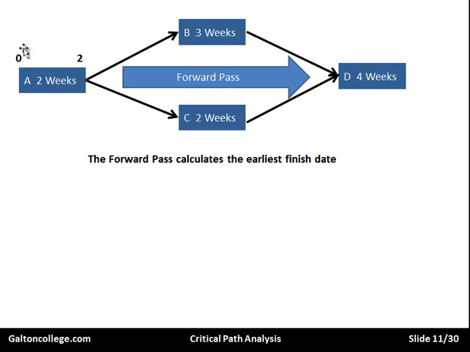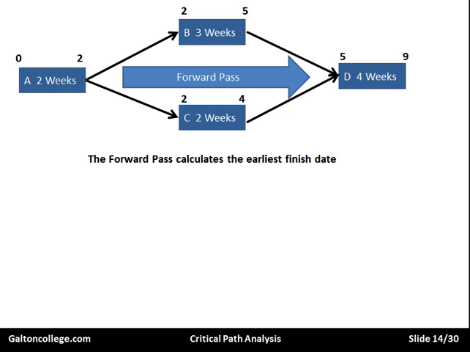So we start with 0, that's when the project starts at the beginning. 2 weeks, 2 weeks there. So B and C can't start until A has been completed. So we have 2 weeks and 2 weeks. So they can start at that point once A has been completed. And if we add the 3 to the 2, we get 5. So this one here will be ready in 5 weeks. And this one here will be ready in 4 weeks. We just simply add on.